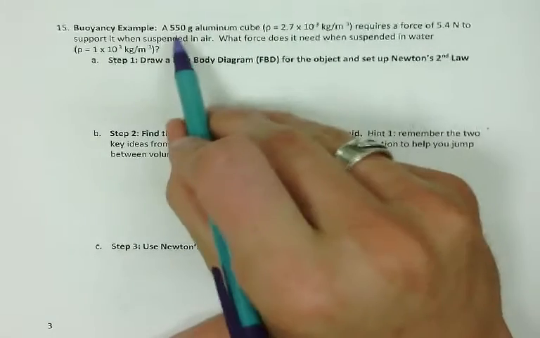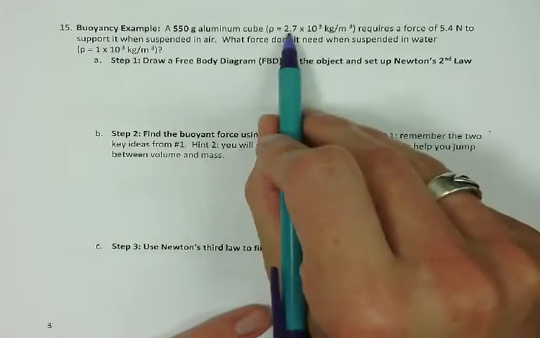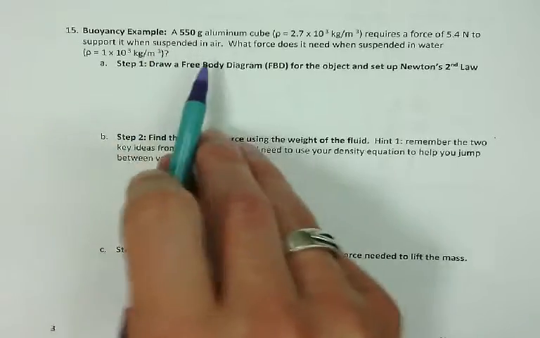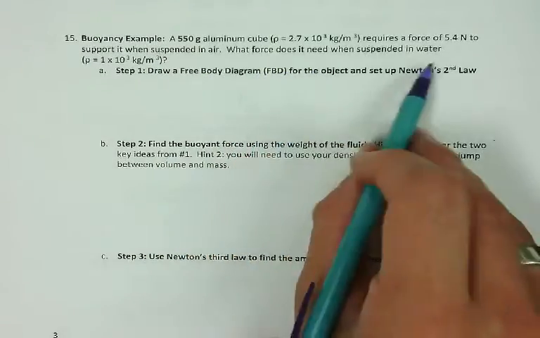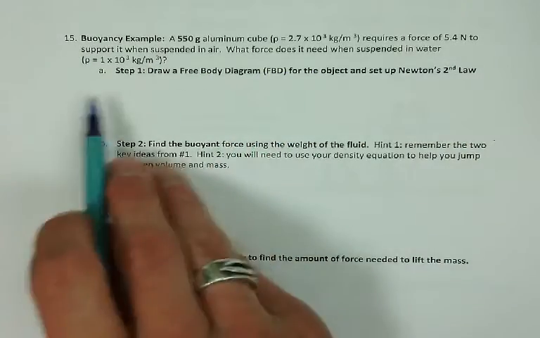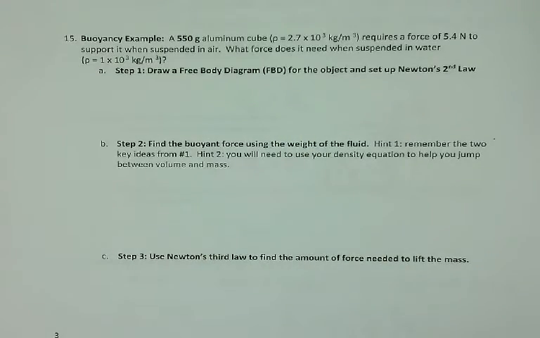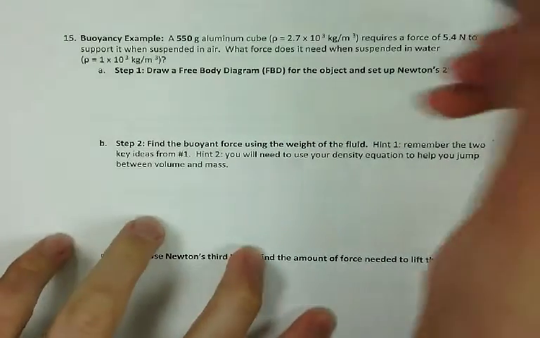So a 550 gram aluminum cube, which has a density of 2.7 times 10 to the third, requires a force of 5.4 newtons to support it when suspended in the air. What force does it need when it's suspended in the water? So step one is you're going to draw a free body diagram for the object, and you're going to set up Newton's second law.